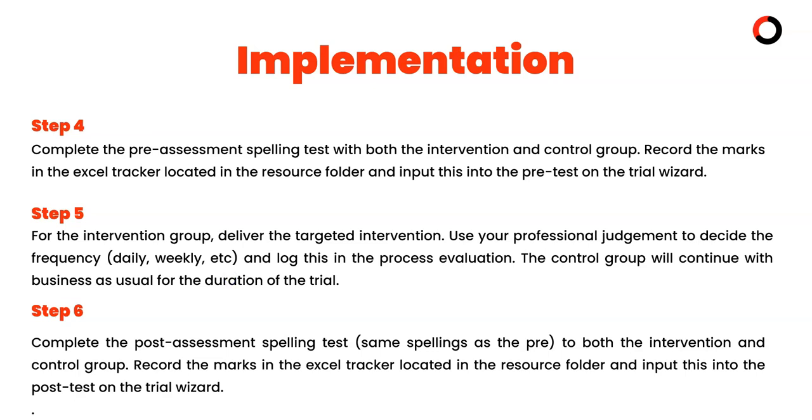In step 6, at the end of the 6 weeks, complete the post-assessment spelling test, which is the same as the pre, to both the intervention and control group. Record the marks in the Excel tracker, and then input this into the post-test on the trial wizard. If you then complete the process evaluation and then click Analyze, it will generate an impact report for how this has worked in your school.